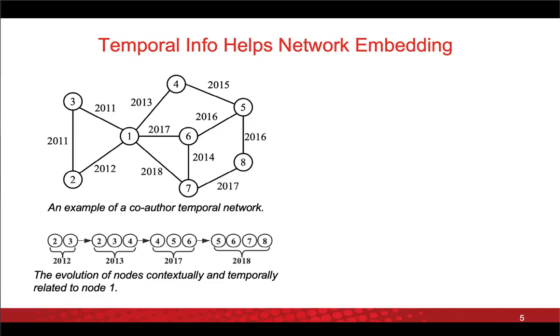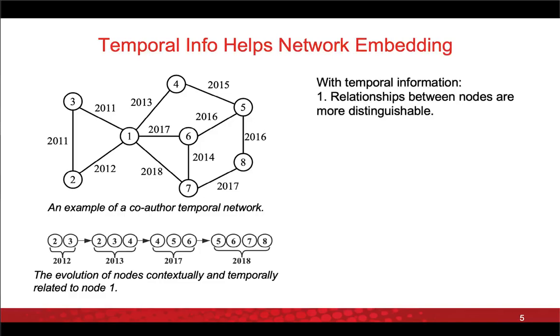On the other hand, if we consider the temporal information of interactions between nodes, we can see that the set of nodes which have close relationship with node 1 changes over time. Thus, temporal information can bring many benefits for network embedding.